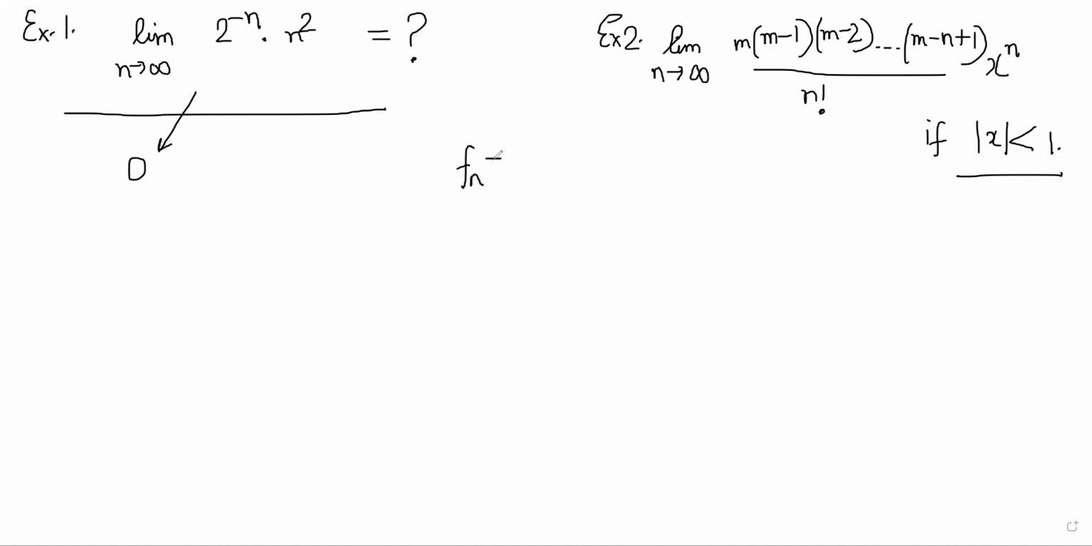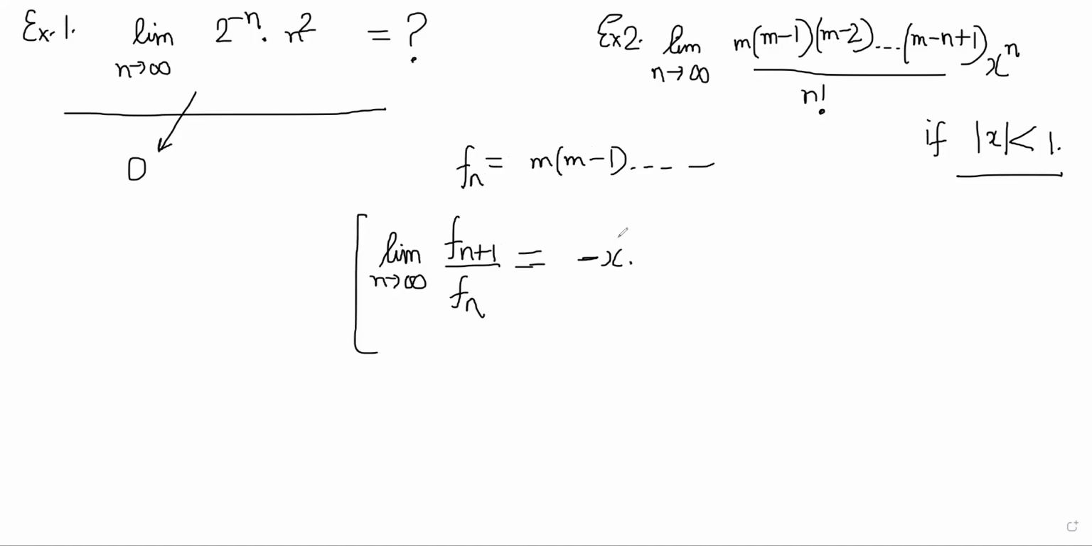If you define Fn as... Yes sir, this limit is coming out to be 0. How? What is your limit of f(n+1) by f(n)? It is coming out to be 0. This limit should not come out to be 0. No sir, f(n+1) upon f(n) should come out to be minus x, if you have taken Fn correctly.